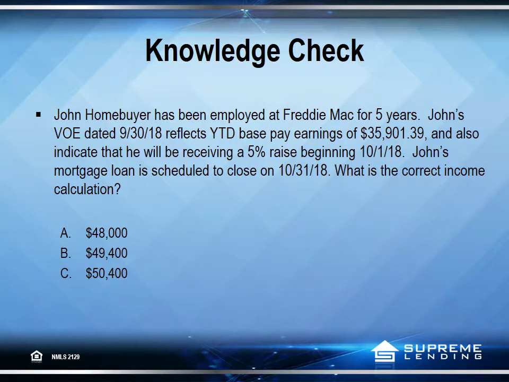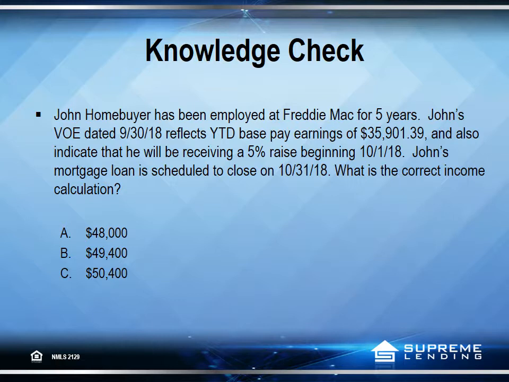In this knowledge check, John Homebuyer has been employed at Freddie Mac for 5 years. John's verification of employment, dated 9/30/2018, reflects a year-to-date base pay earnings of $35,901.39 and also indicates that he will be receiving a 5% raise beginning October 1st, 2018. John's mortgage loan is scheduled to close on October 31st, 2018.